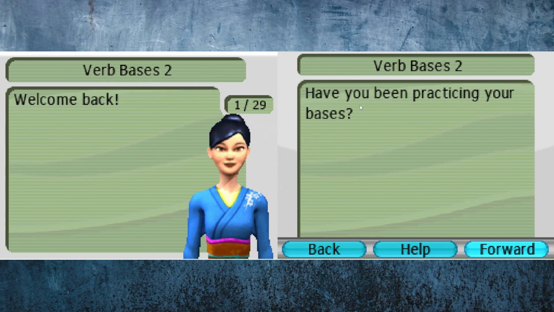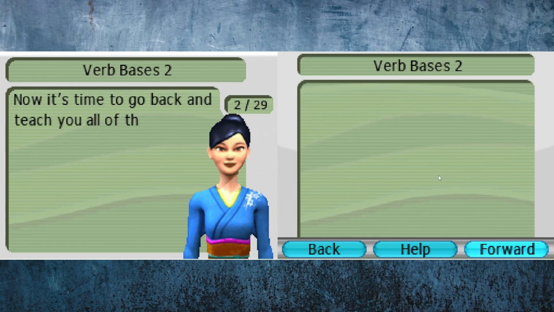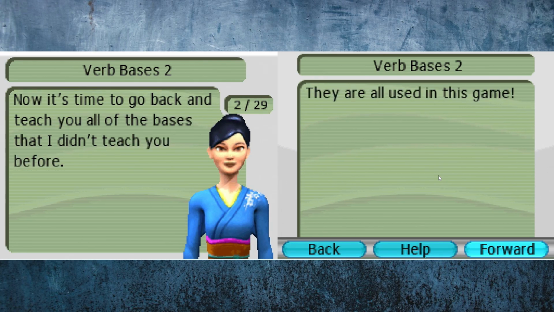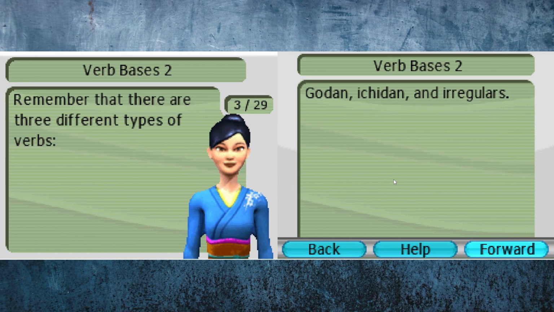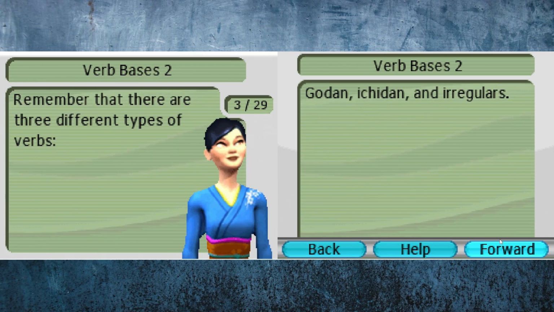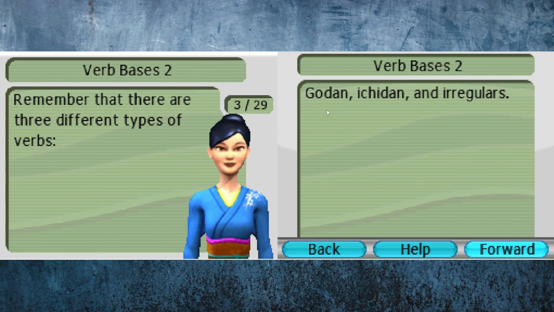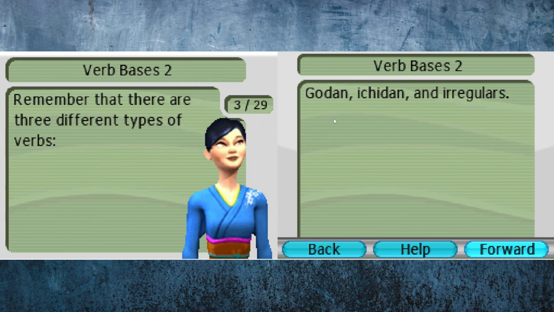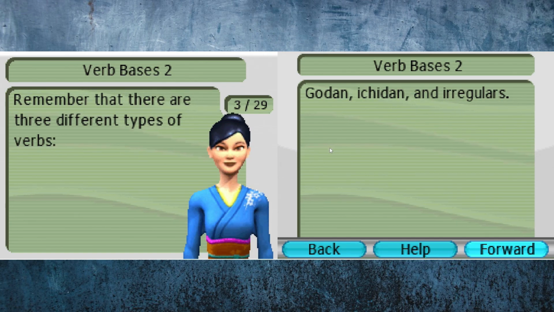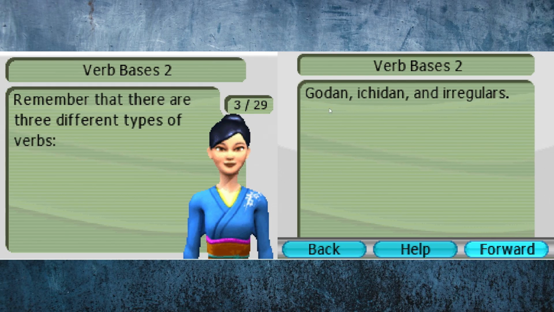Welcome back. Have you been practicing your bases? Now it's time to go back and teach you all of the bases that I didn't teach you before. They are all used in this game. Remember that there are 3 different types of verbs: godan, ichidan, and irregular verbs. So basically, u verbs, ru verbs, and irregular verbs. I don't think in school they teach this, at least in America. I don't think they call it godan and ichidan. They call it u verbs and ru verbs. And I personally don't know which one is which.